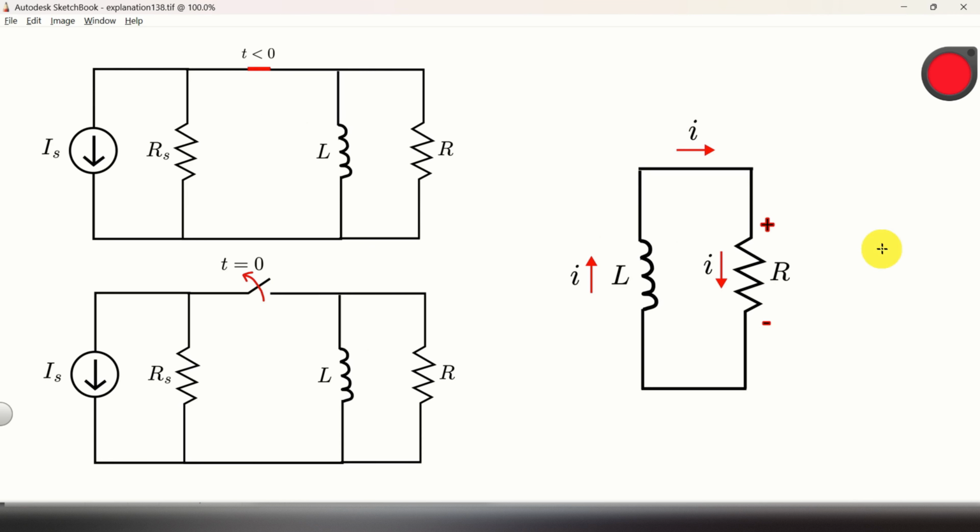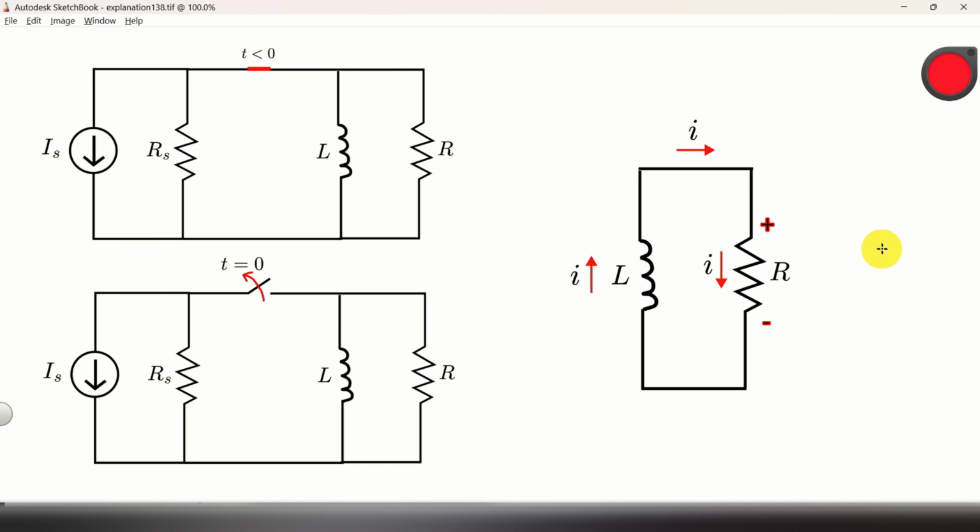In this tutorial, we will use the Laplace transform techniques to solve this problem. In the previous video tutorial, whose link can be found in the description below, we used the standard time-domain integration techniques to solve this problem.